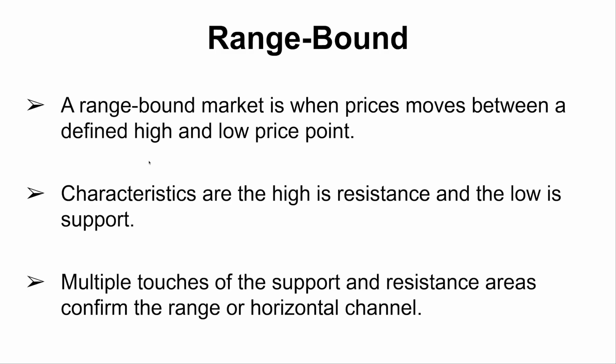Characteristics are the high is resistance and the low is support. This stems back to support and resistance in buyers and sellers. The multiple touches of the support and resistance areas confirm the range or horizontal channel. It's key to recognize that range-bound markets are formed with horizontal support and resistance levels.